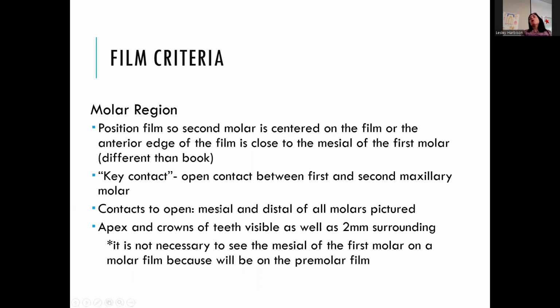Contacts open, you want to open the mesial and distal of all the molars. And then again, 2 millimeters of bone surrounding it, apex and crown of all teeth visible. It is not necessary to see the mesial of the first molar because very often you'll see that in the premolar shot. So if you don't have it in the molar shot, that's not a criteria problem.